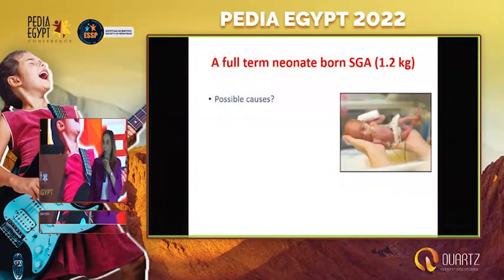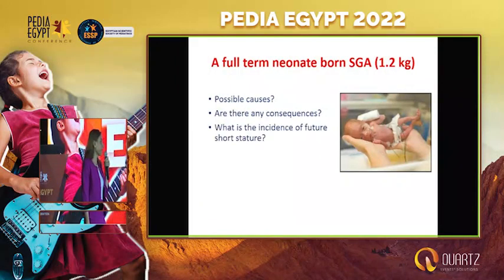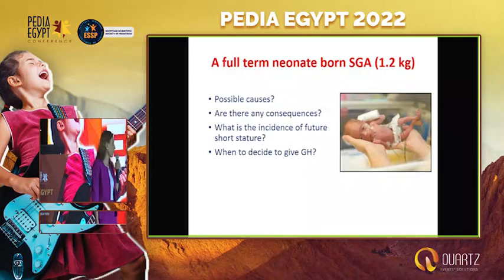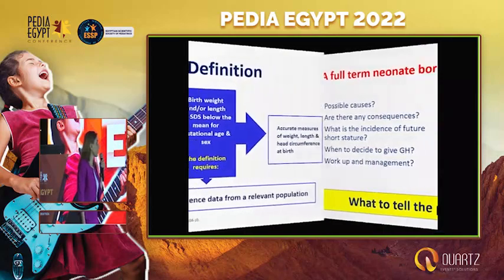Ideas that pop up to our mind when facing a case like this. What are the possible causes? Any consequences? What is the incidence of future short stature? When to decide to give growth hormone? What is the workup and management? And finally, what do we tell the parents who have a baby born small for gestational age?